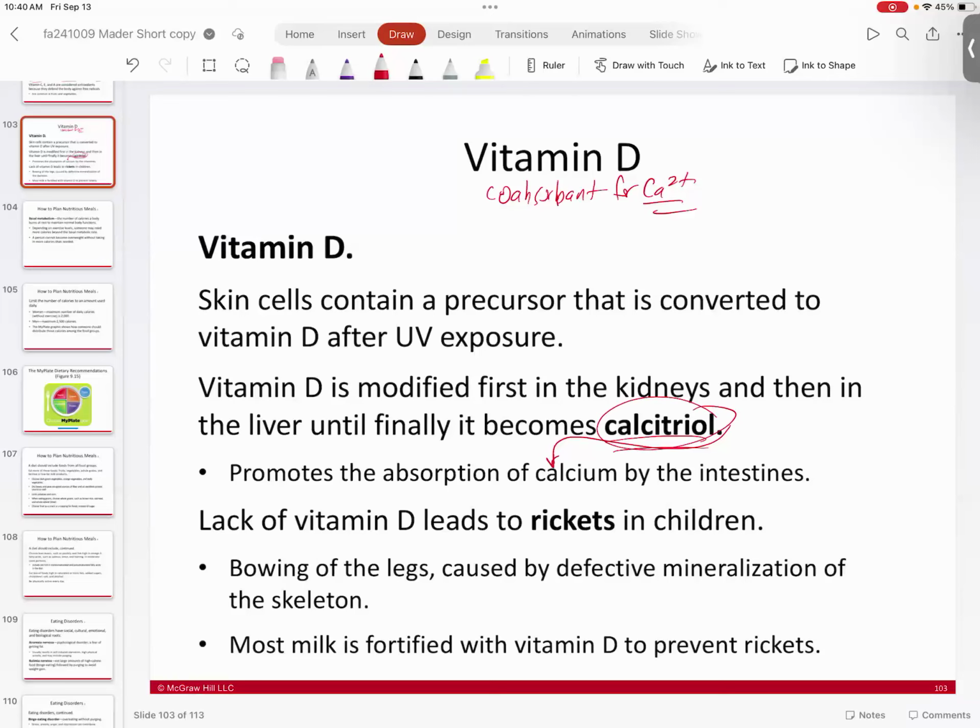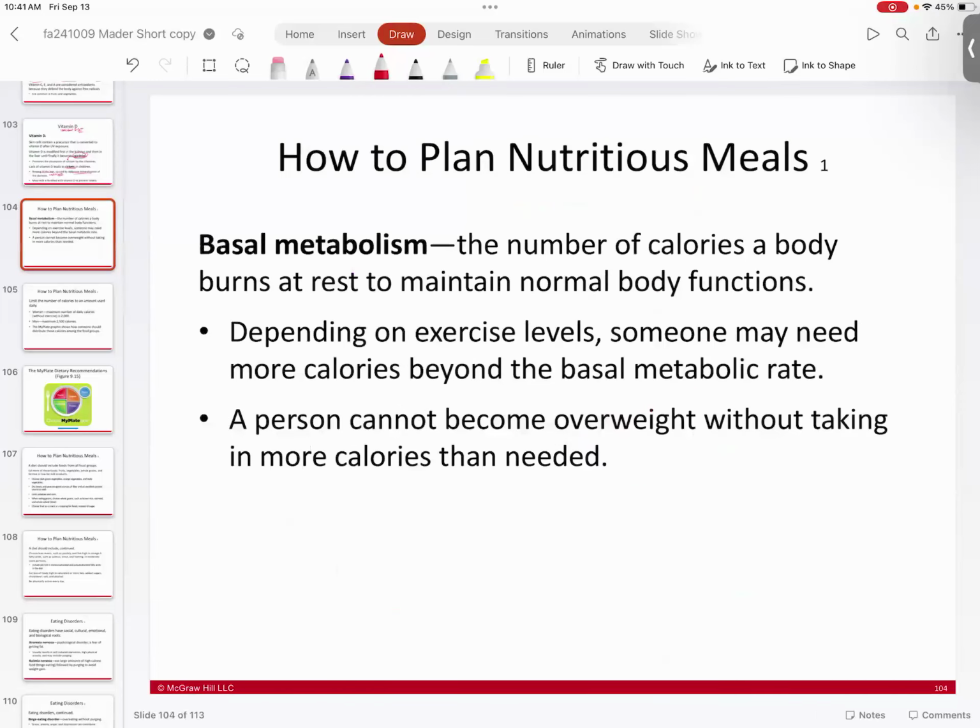If you don't have vitamin D, then you get what's called rickets, which is a calcium deficiency and abnormal bone development and growth. So you get bone deformations, bowing of the legs, for instance, defective mineralization of the skeleton, so weaker bones, basically. So deformed and weaker bones. Oftentimes we'll have vitamin D in our milk. So we add vitamin D in our milk in order to prevent rickets, especially in children where their bones are developing.